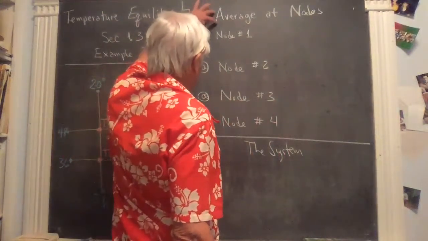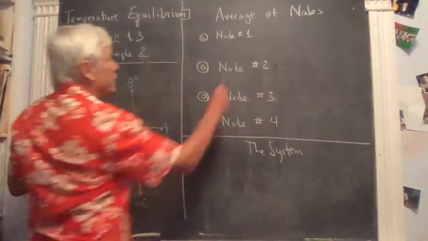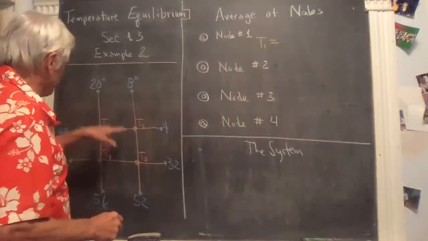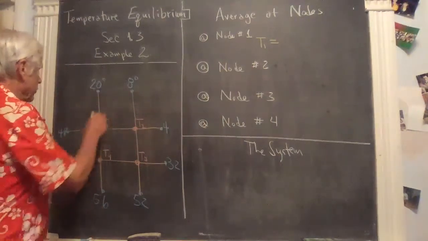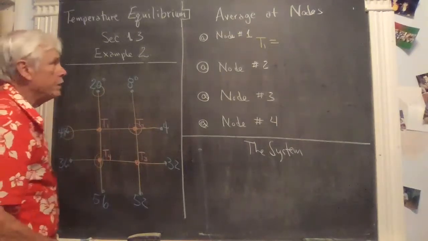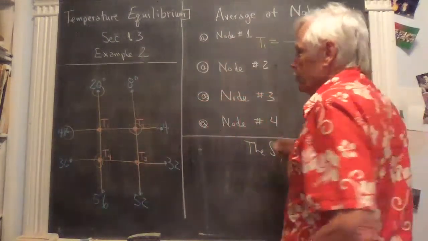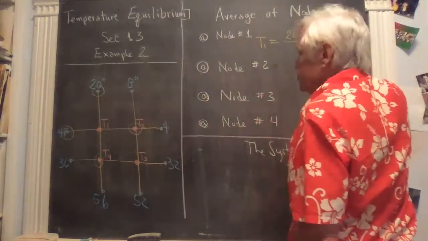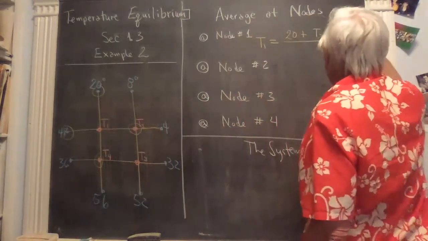You average at the nodes. So that means that at node 1, for example, the temperature at node 1 at equilibrium will be the average of the 4 nodes that are adjacent to it. And the nodes that are adjacent to it are the 20, the T2, the T4, and the 48. So the temperature at T1 will be the average of those 4. And so it will be the 20 plus the T2 plus the 48 plus T4.